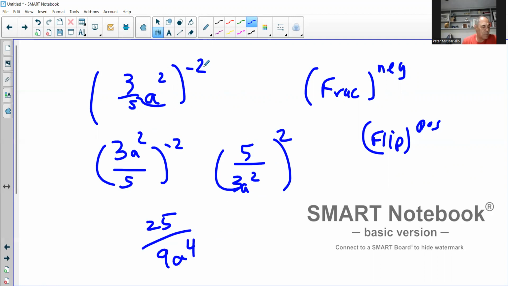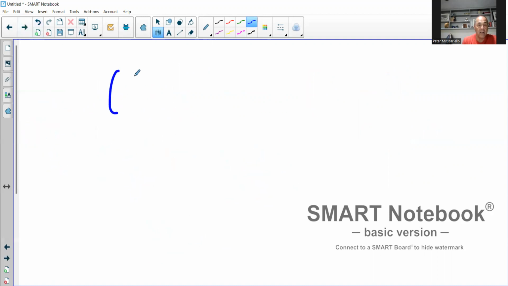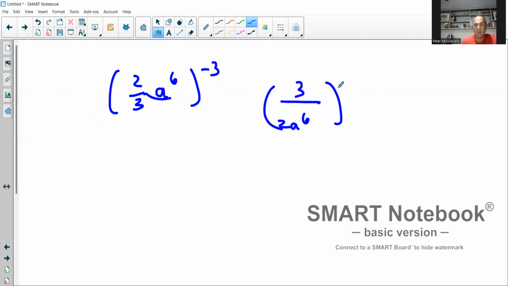Fraction to a negative power. Well, when's that going to come up? It's going to come up in number 14. Maybe, no, guaranteed. Guaranteed you're going to get it. So you flip the fraction, that a to the 6th on the top. Now you get 3 over 2a to the 6th and make the power positive. So 27 over 8a to the 18th.